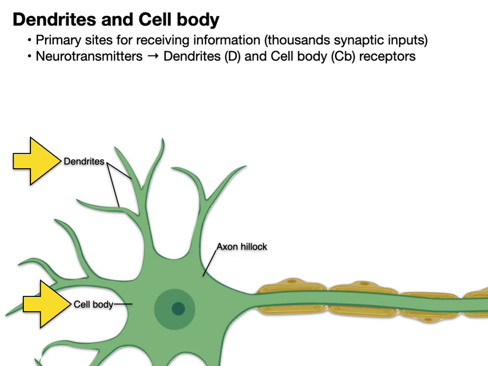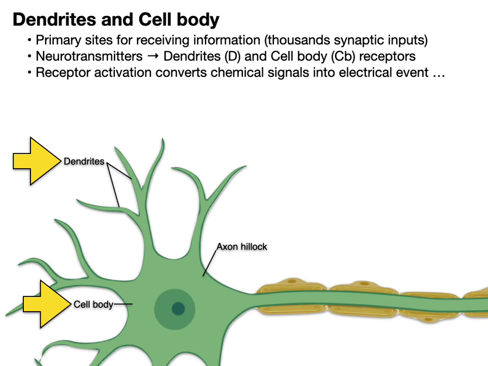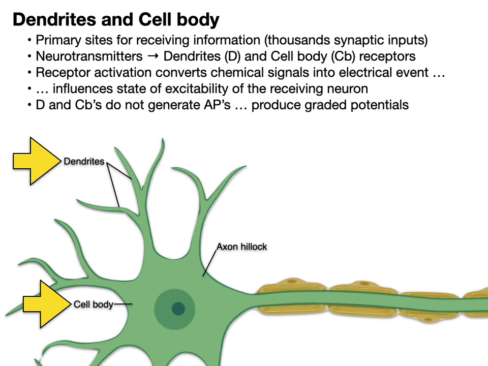Now, when we say receiving information, what we mean is a neurotransmitter, a chemical, binds to receptors on the dendrites and the cell body. The receptor activation converts the chemical signal, neurotransmitter, into some type of electrical event. This influences the state of excitability of the receiving neuron. It influences the resting membrane potential. So dendrites and cell bodies do not generate the action potentials, but they produce the graded potentials that influence the excitability of the axon hillock, which does have the responsibility of initiating or not initiating an action potential.